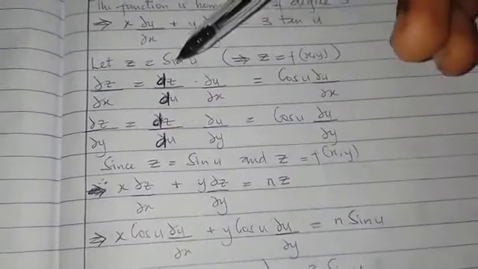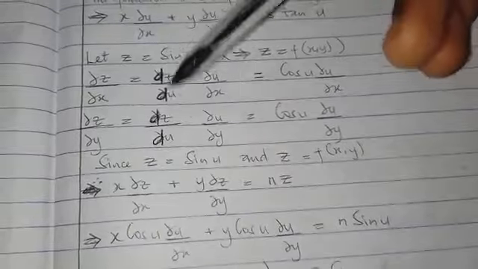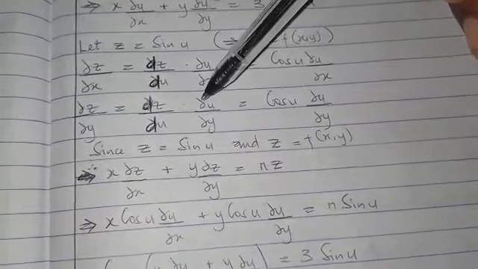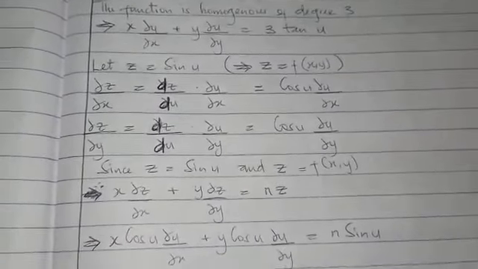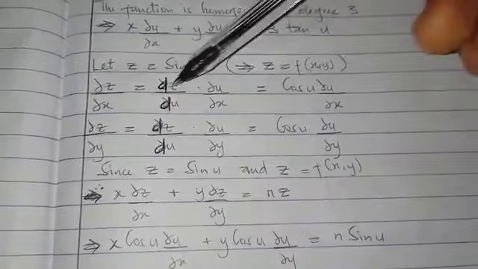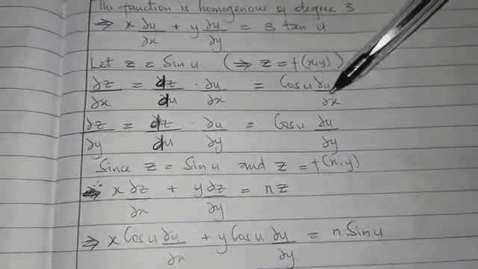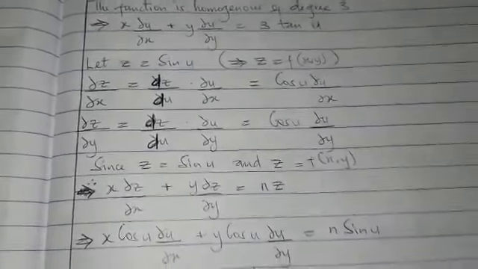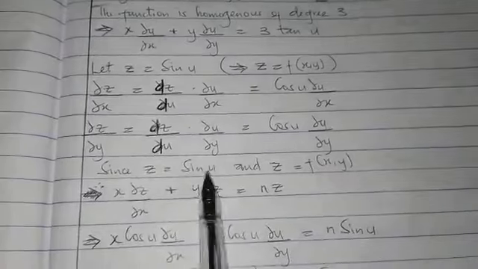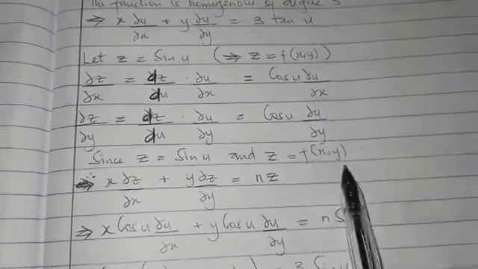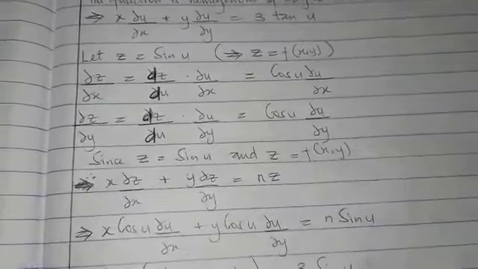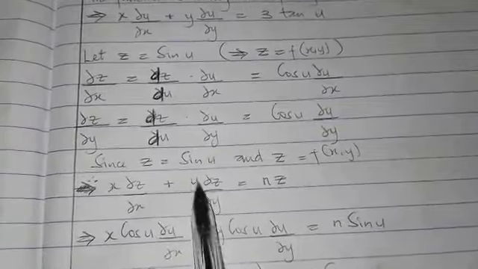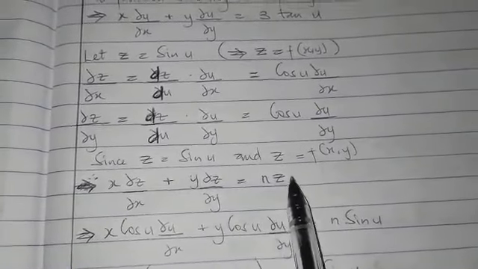So dz over du is actually cos u, but we don't know partial u over partial x and partial u over partial y. So dz over du is cos u, so partial z over partial x is cos u partial u over partial x, and partial z over partial y is cos u partial u over partial y. Since z is equal to sin u and z is also a function of x and y, x partial z over partial x plus y partial z over partial y is equal to nz.